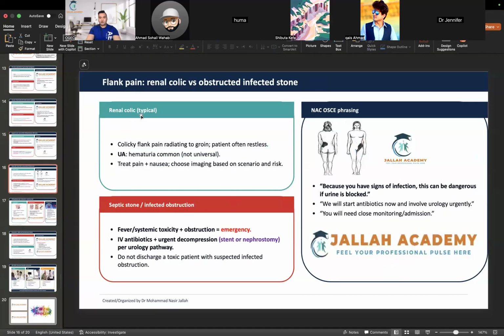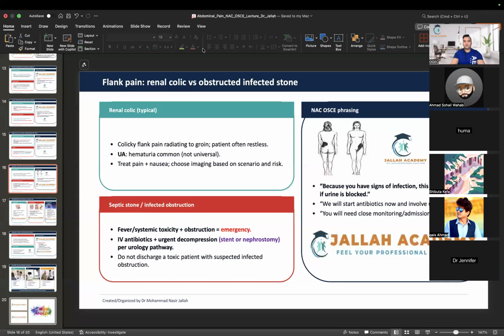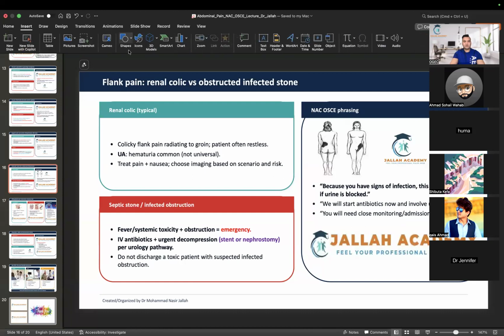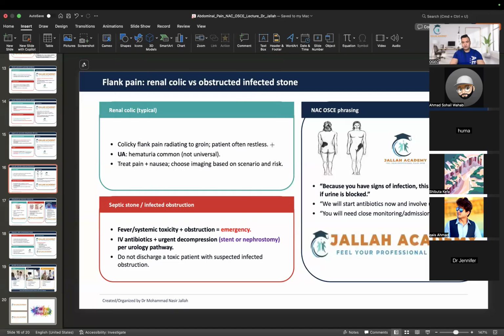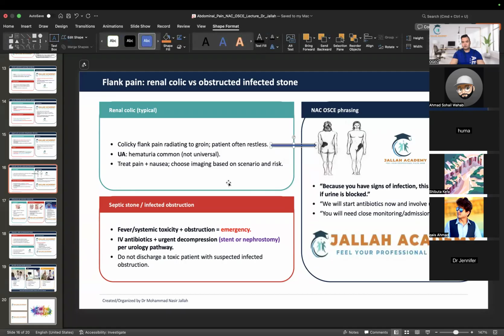All right. So renal colic, typical. Colicky flank pain, radiating to groin, patient often restless, like this one. So we have the picture. I don't know how to, yeah, this way I can, just give me 1 second. Sorry, guys. I can just use this. Here we go.